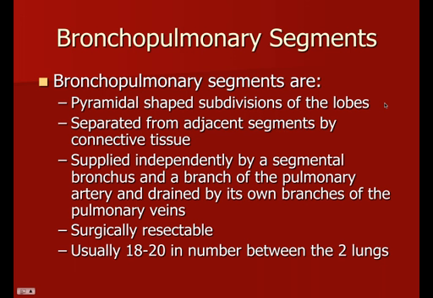Bronchopulmonary segments are pyramidal-shaped subdivisions of the lobes. They're separated from adjacent segments by connective tissue. They're supplied independently by a segmental bronchus and a branch of the pulmonary artery, and drained by their own branches of the pulmonary veins. They are surgically resectable, which means you can take them out. Usually there are 18 to 20 between the two lungs.